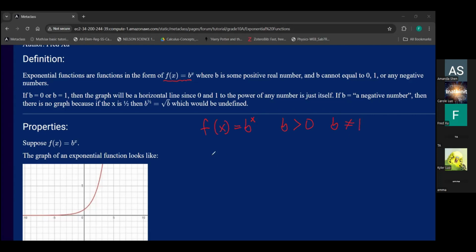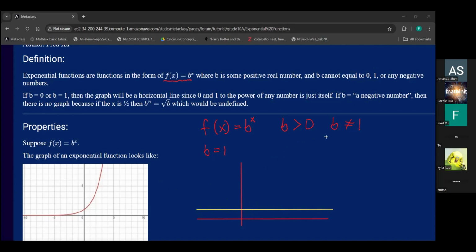And why is that? Well, when b is equal to 1, let's just say this were the graph, then this would be the line. This would just be 1 to the power of x. It's just a horizontal line, and that's not an exponential function. This would just be a linear function instead.